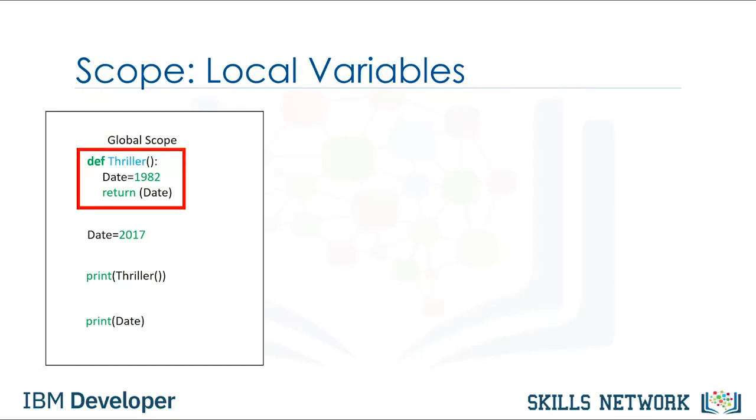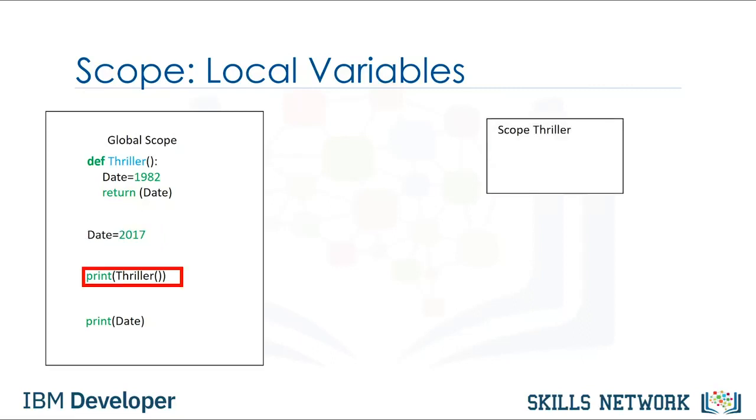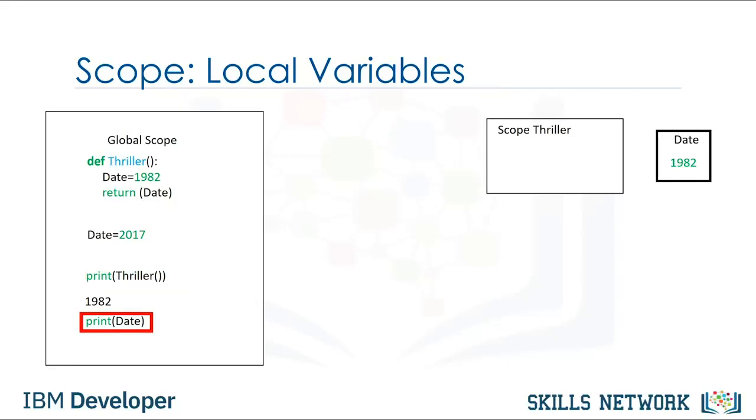Variables inside the global scope can have the same name as variables in the local scope with no conflict. Consider the function Thriller. The local variable date is set to 1982. The global variable date is set to 2017. When we call the function, we create a new scope. Within that scope, the value of the date is set to 1982. If we call the function, it returns the value of date in the local scope, in this case, 1982. When we print in the global scope, we use the global variable value. The global value of the variable is 2017. Therefore, the value is set to 2017.